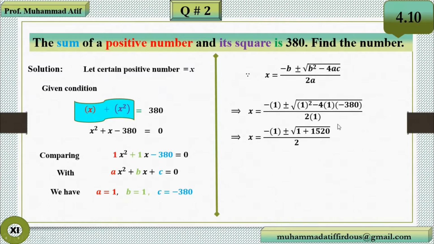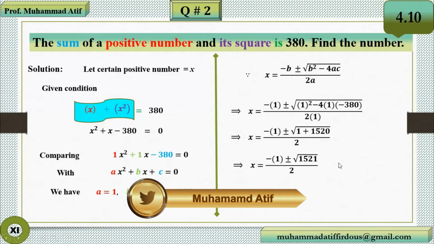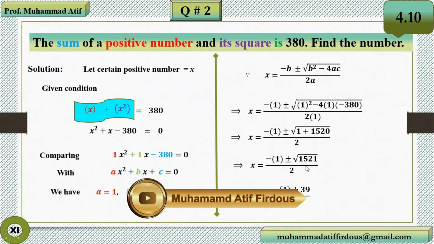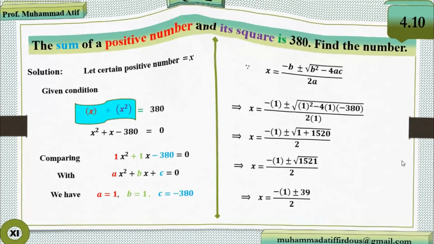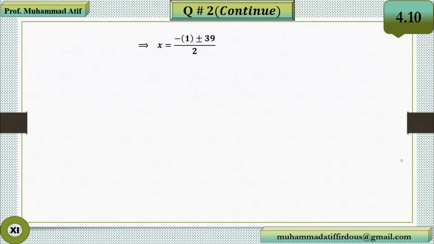Simplifying more, we have 380 into 4, 1520. Negative into negative becomes positive, so 1521 under root. And what will be the square root of 1521? It is 39. Got it? Okay. Simplifying further, you have x is equal to negative 1 plus minus 39 over 2.